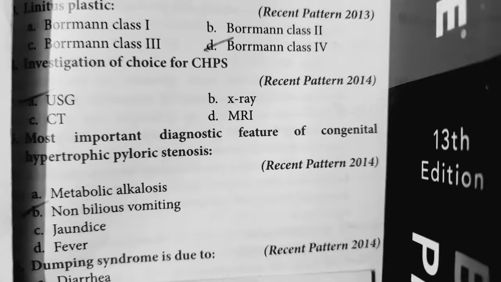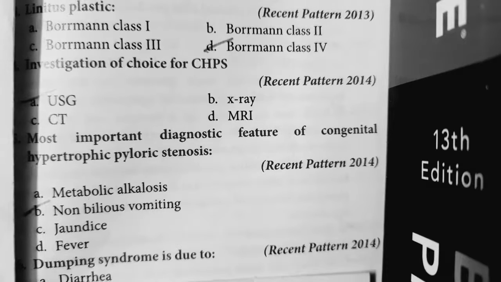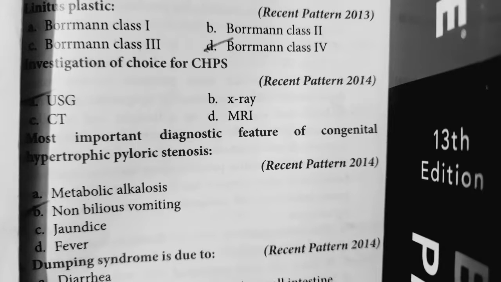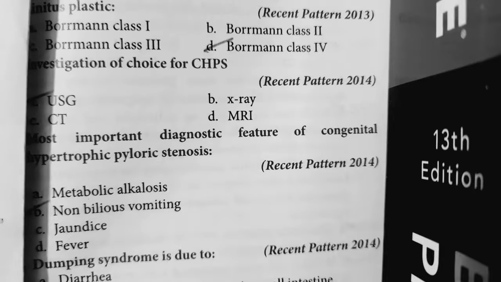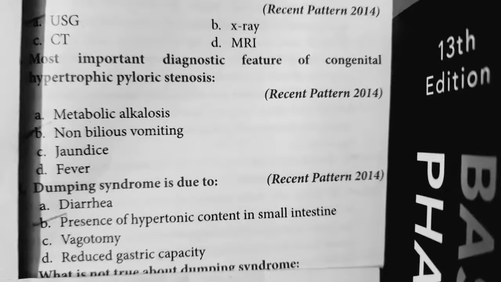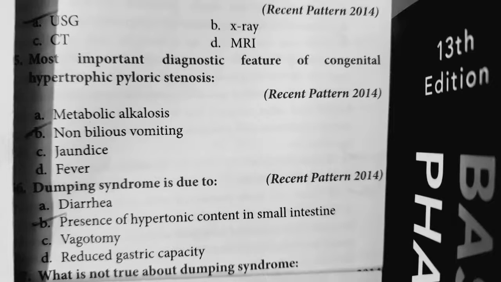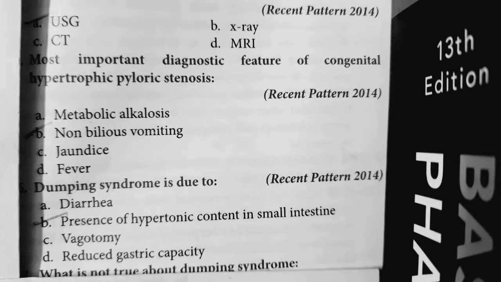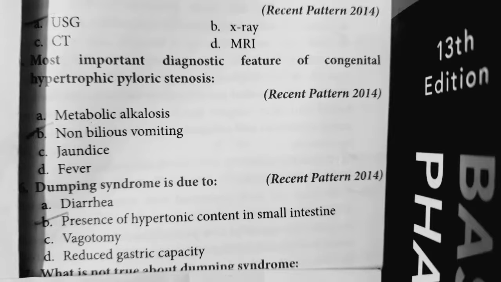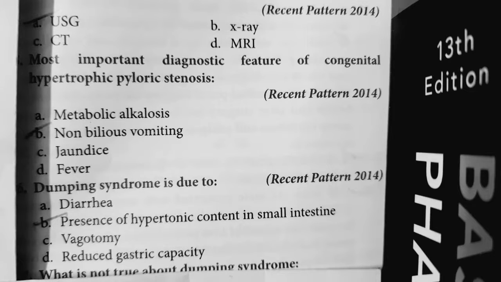Then question number 5. Dumping syndrome is due to, let us see the options. Dumping syndrome is due to presence of hypertonic content in the small intestine. Diarrhea is a clinical feature of dumping syndrome. Vagotomy is a cause of dumping syndrome. Reduced gastric capacity is also a cause of dumping syndrome.